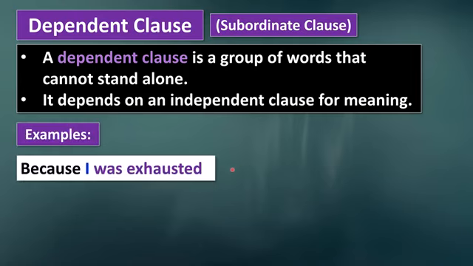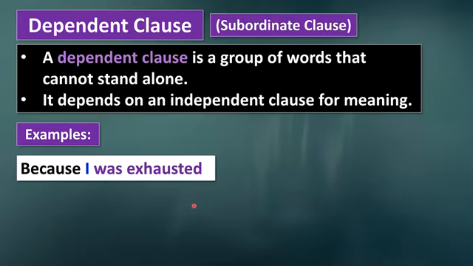For example, because I was exhausted. Well, you can see, like all clauses, we have a subject, I, we have a predicate, was exhausted. But the word because makes this a dependent clause, so this cannot stand alone as it is. If we remove the word because and just have I was exhausted, that would be an independent clause. But combined with the word because, well, now we need more information. What are you trying to say?